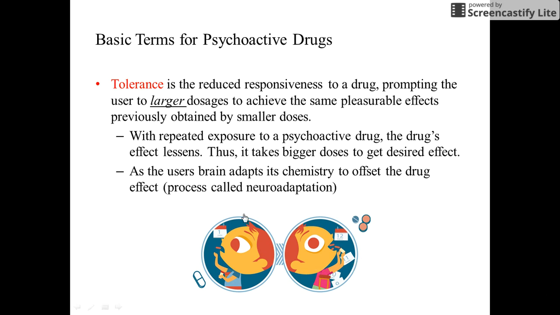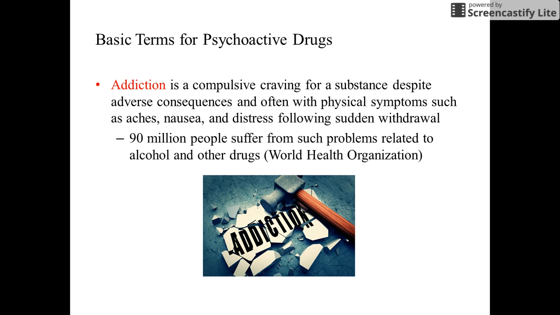So you can see your little image here. Day 1, he's taking 1 pill to get a relief or a high. And then on day 12, it takes him 3 or 4 pills to get the same high because he's built a tolerance. Addiction is another term you need to know. Addiction is a compulsive craving for a substance, despite the adverse consequences, and often the physical symptoms such as aches, nausea, distress, followed by a sudden withdrawal. 90 million people suffer from such problems related to alcohol and other drugs.